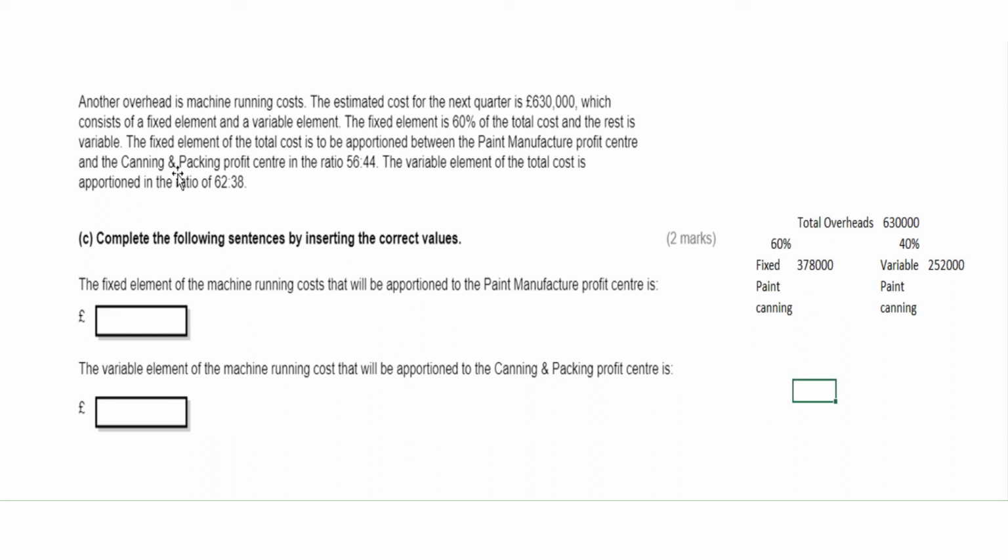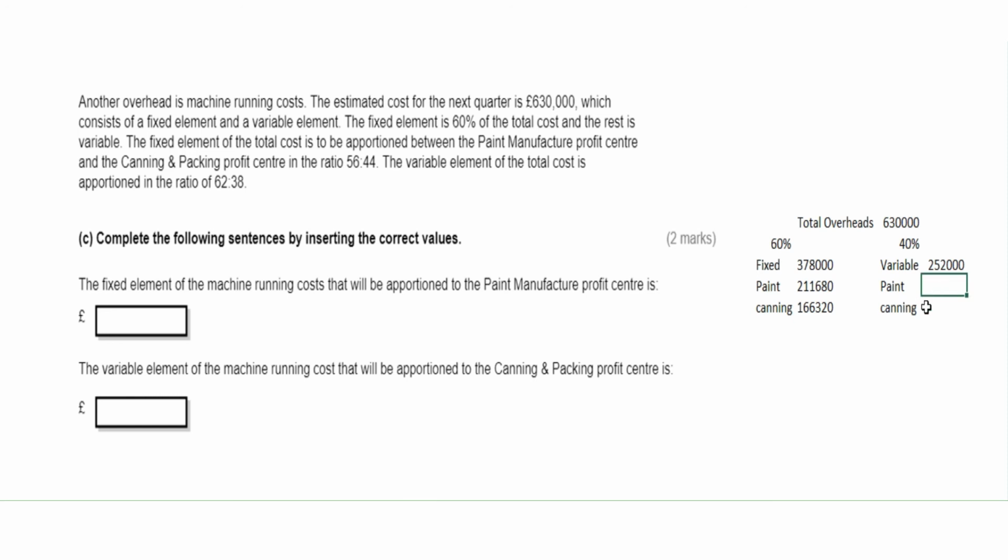Now there's an extra split to do. The fixed element of the total cost is to be apportioned between paint manufacturing, which I've got ready here, and canning and packing, which I've got ready here, in the ratio 56 to 44. And 56 plus 44 equals 100, so you could look at that as 56% and 44%. So paint equals its fixed element times by 56%, you'd get 211,680. And canning, you could say 378,000 times by the 44%, and you'd get 166,320. You could double check that these two add up to that fixed element, and they do, so that means that's correct.